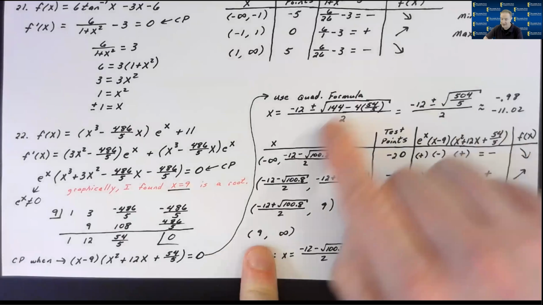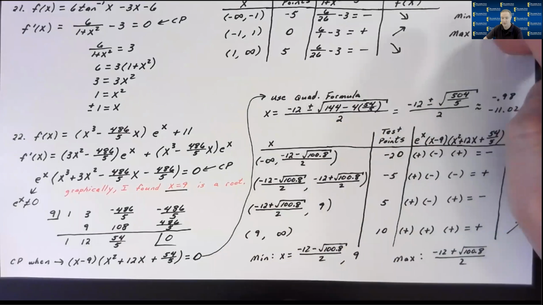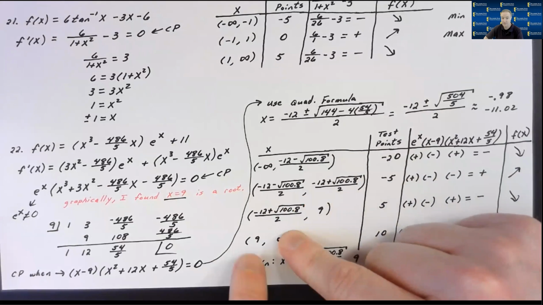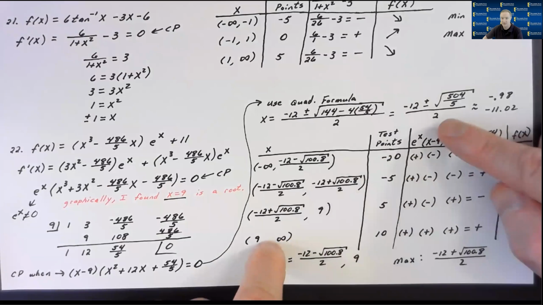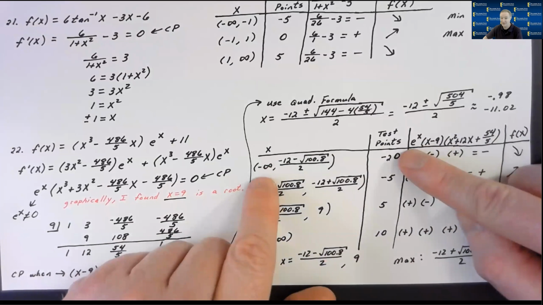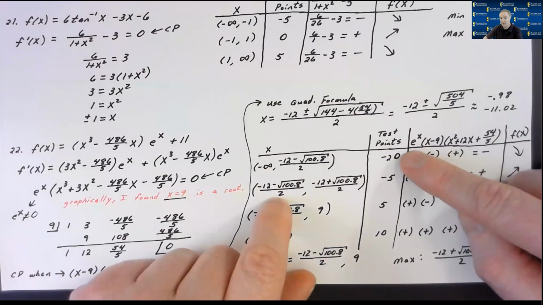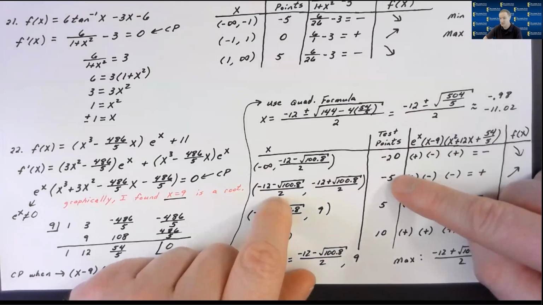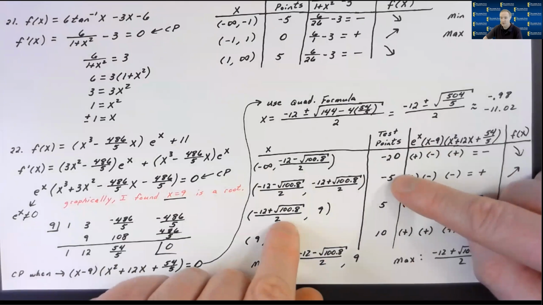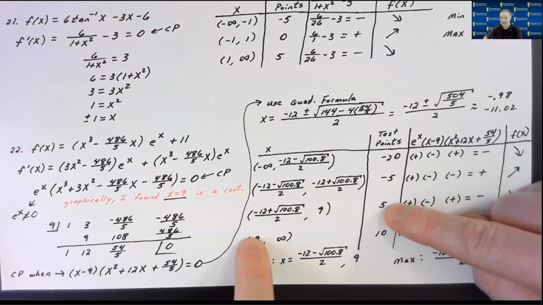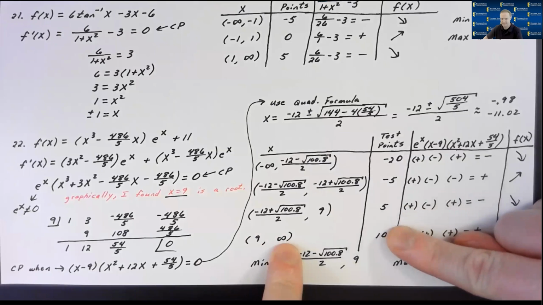Now, I know I have all 3 critical points accounted for in my 4 test regions for that test interval. Now I choose test points. A number between negative infinity and negative 11.02, I chose negative 20. A number between negative 11.02 and negative 0.98, I chose negative 5. A number between negative 0.98 and 9, I chose a positive 5. And then a number between 9 and infinity, I chose 10.